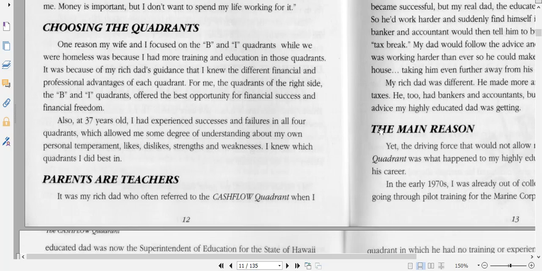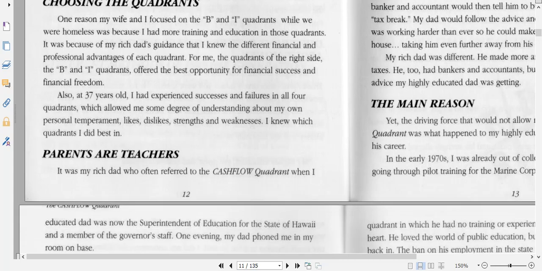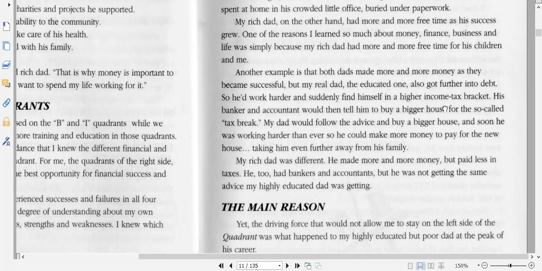Parents are teachers. It was my rich dad who often referred to the cash flow quadrant when I was a young boy.